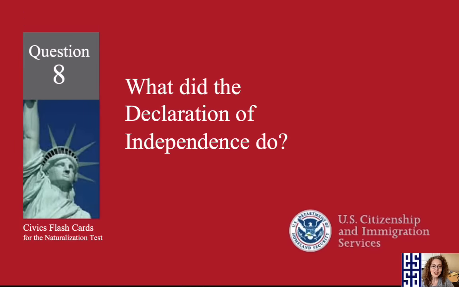What are two ways that Americans can participate in their democracy? To vote and join a political party. Who vetoes bills? The president.